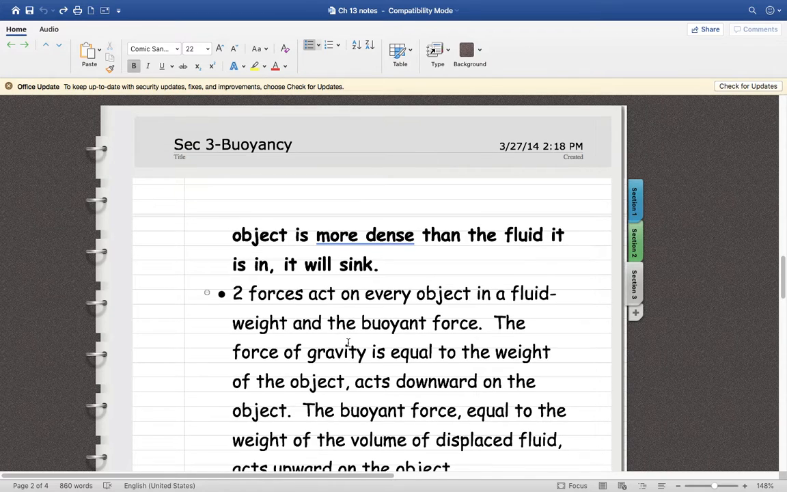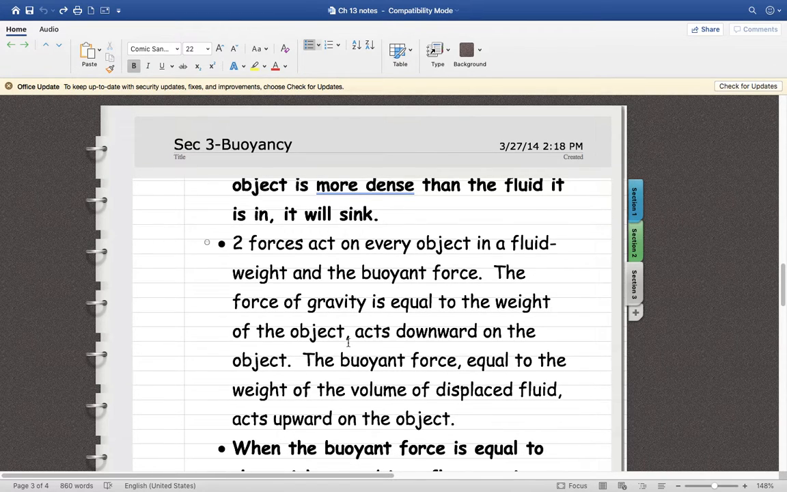Remember that? Two forces act on every object in a fluid: weight and buoyant force. So you have the weight pushing down on it, and then you have the buoyant force pushing up. The force of gravity is equal to the weight of the object and it acts downward. The buoyant force is equal to the weight of the volume of displaced fluid, and it acts upward.